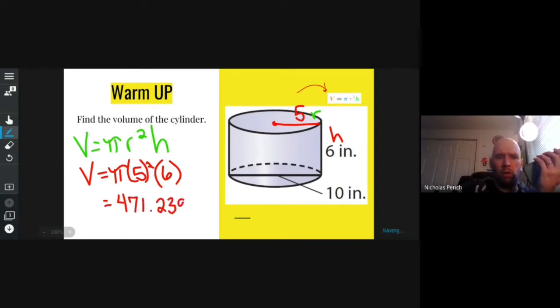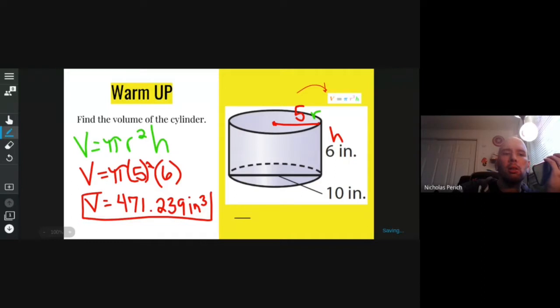471.239. That's my volume. Since it gave it to me in inches, I have to make sure that my answer is in inches cubed. Fantastic. Good job, me.